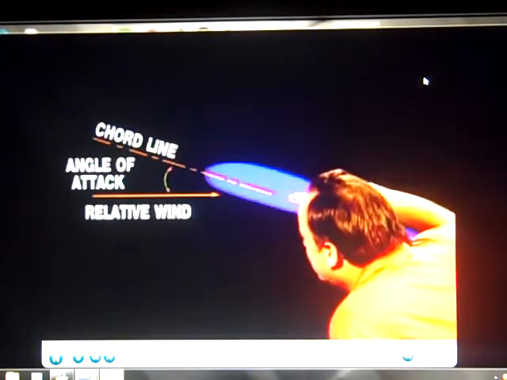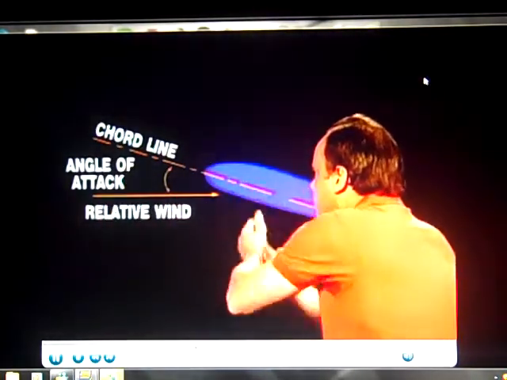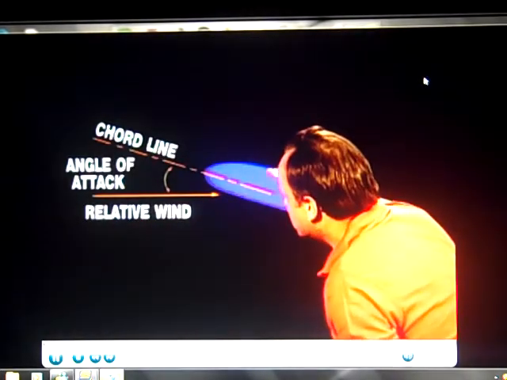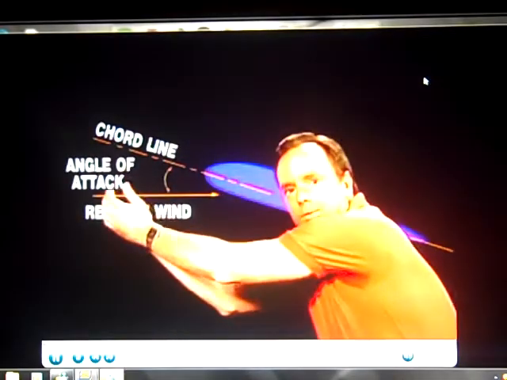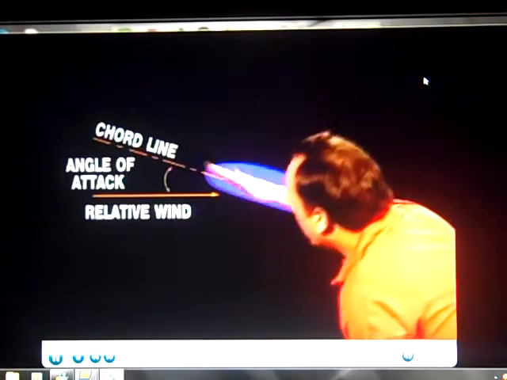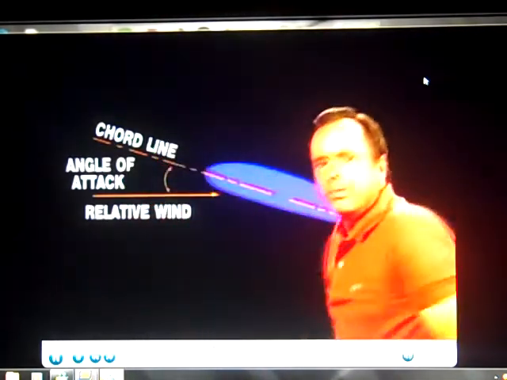Now, if the wing is going this way, the wind will be coming from the opposite direction. They call that the relative wind because it's the wind relative, or in relation, to the wing itself. And so if the wing is going this way, the relative wind will be coming the opposite direction. Now this angle between the chord line of the wing and the relative wind is called the angle of attack.